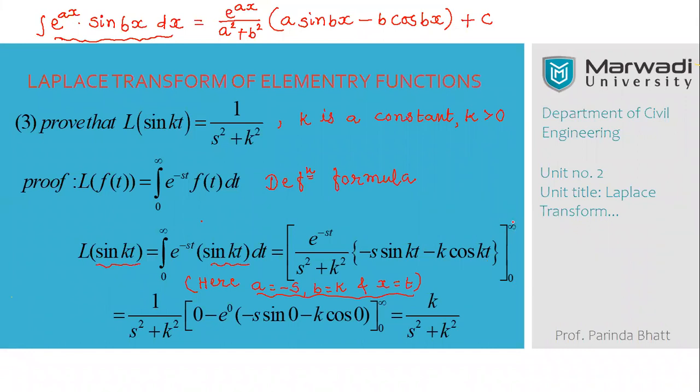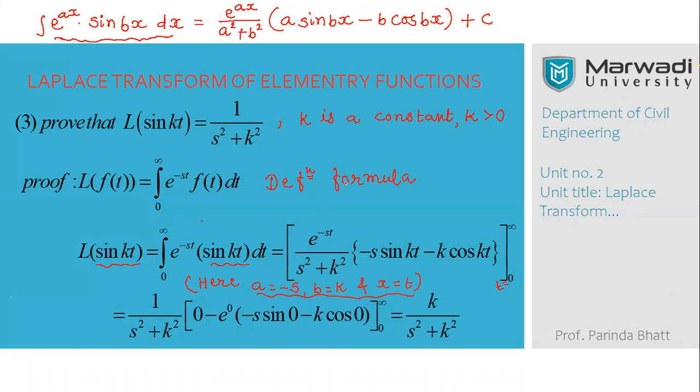Everyone clear? Okay, now this limit is applicable for which variable? For the t variable. This is applicable for the t variable, t equal to 0 to infinity, right? Here t is not there. That's why we can take it common, 1 upon s square plus k square. And then after, we apply the limits for the remaining part.